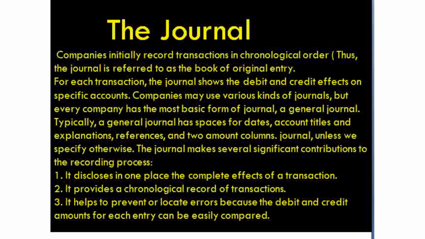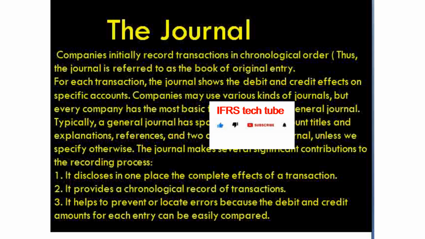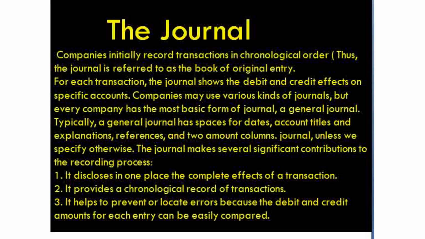Companies may use various kinds of journals, but every company has the most basic form of journal, a general journal. Typically, a general journal has spaces for dates, account titles and explanations, references, and 2 amount columns. We will use the general journal, unless we specify otherwise.